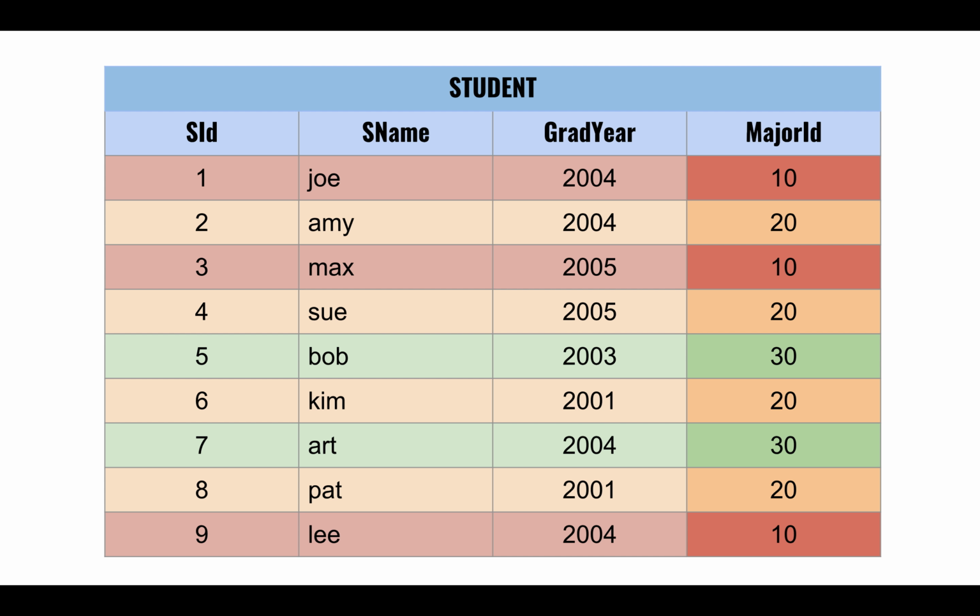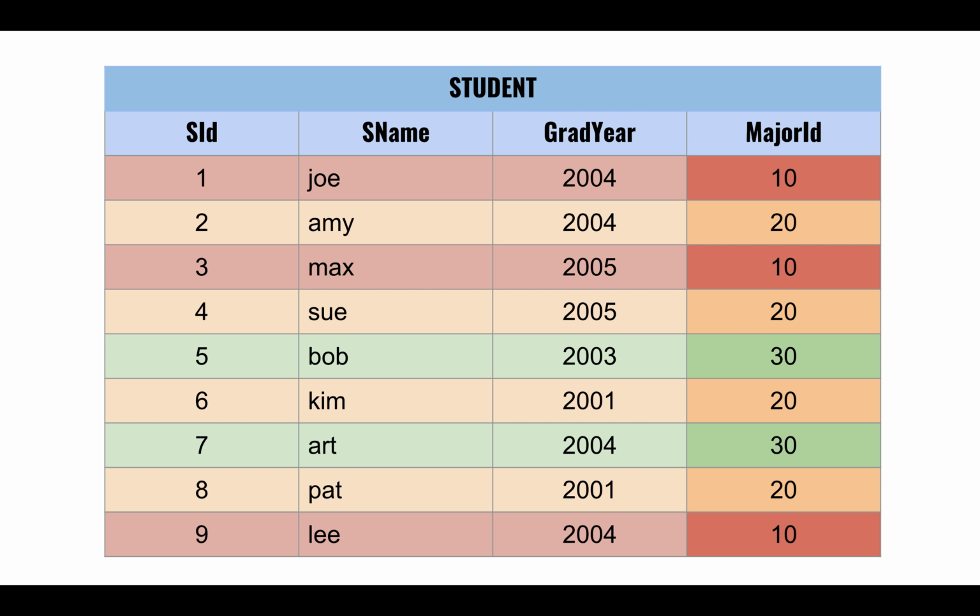So here's a simple example of a student table. We have nine students across 3 different departments whose IDs are 10, 20, and 30, which are rendered here in different colors. So we have Joe, Max, and Lee in department 10. We have Amy, Sue, Kim, and Pat in department number 20. And we have Bob and Art in department number 30.